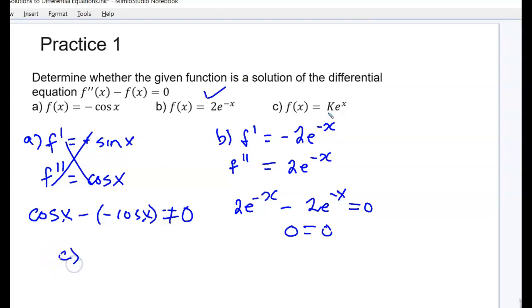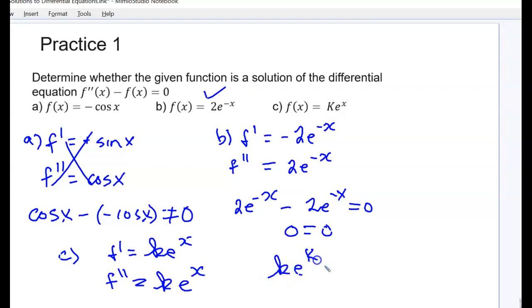And looking at part C, the derivative of k e to the x, well, f prime is just going to be k e to the x. F double prime will also be just k e to the x, so the second derivative minus the original function. Whoops, that should be an x, not a k up here. This does equal 0, so yes, this guy here is also a solution to the differential equation.